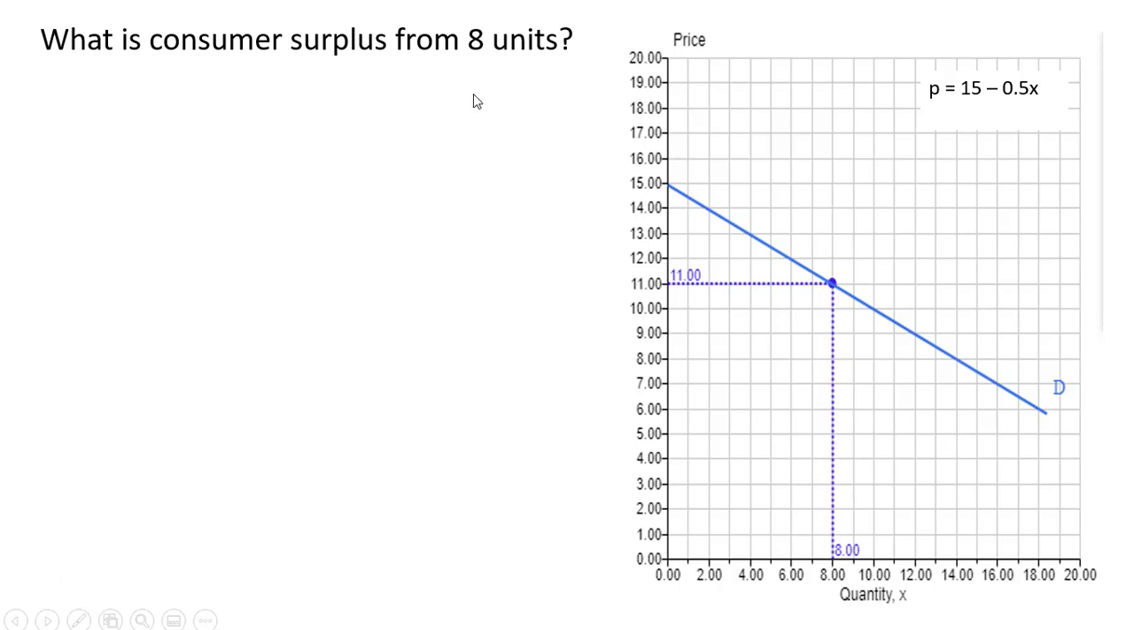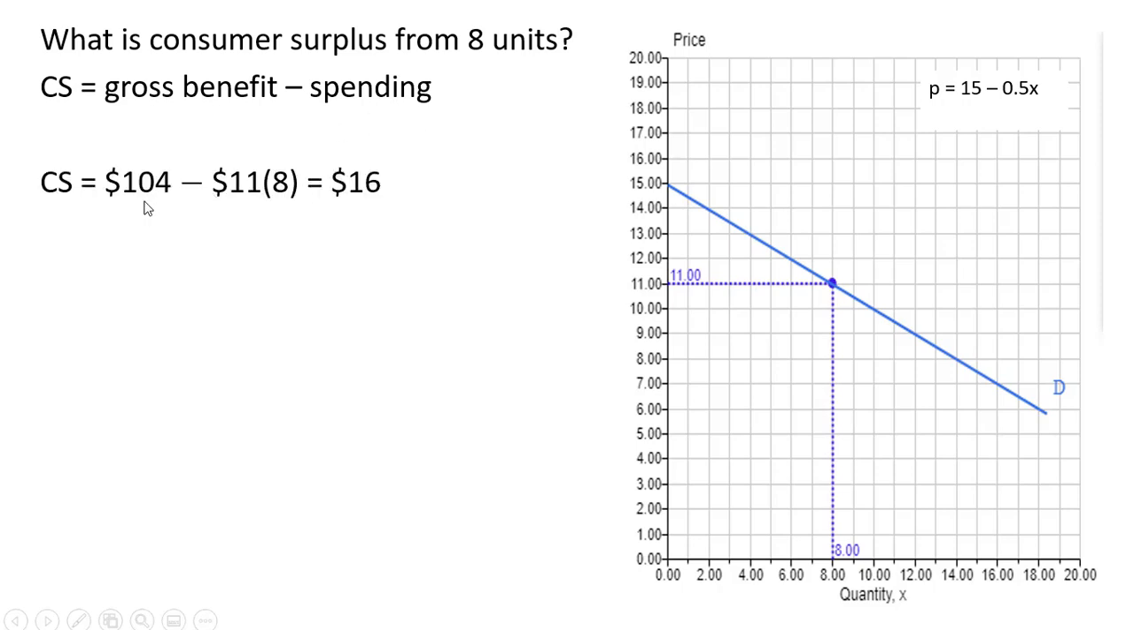What is consumer surplus from these 8 units? We can think of consumer surplus in this context. We're going to solve it one of 2 ways. First, we could take the gross benefit minus the total spending on the 8 units. As we found, the gross benefit is $104. And the total spending, what the consumer actually spent on the 8 units, is just price times quantity, or 11 times 8, and that is $88. So the consumer was willing to spend $104 on 8 units of this good, but only spent $88. The difference is consumer surplus.